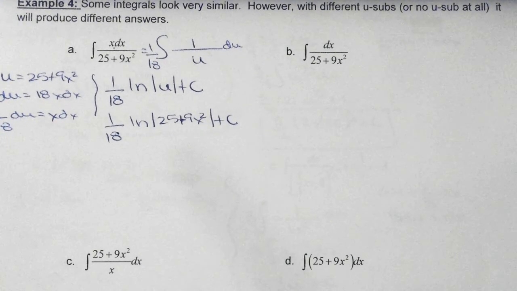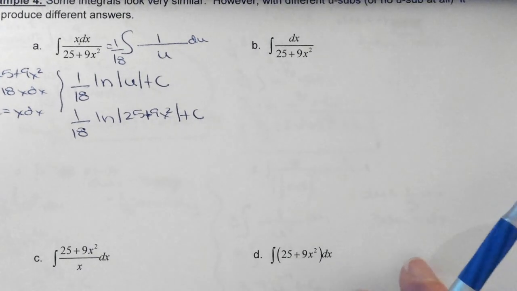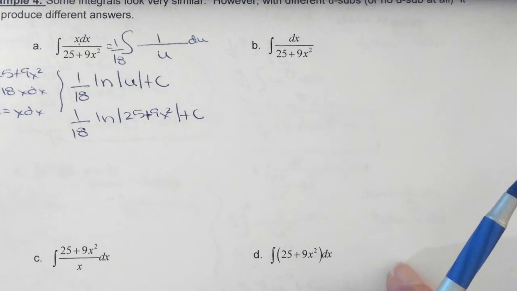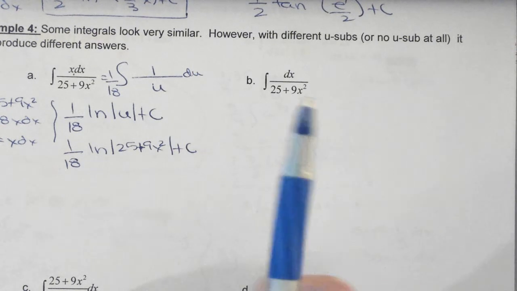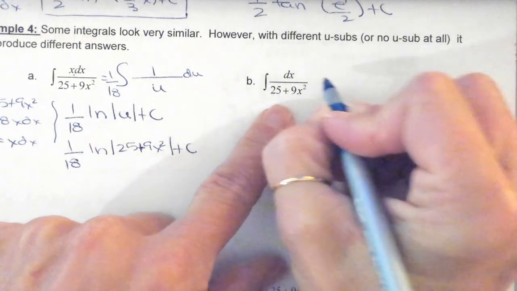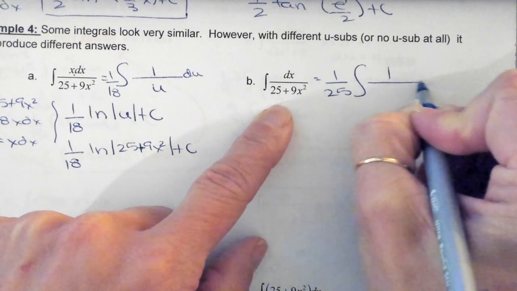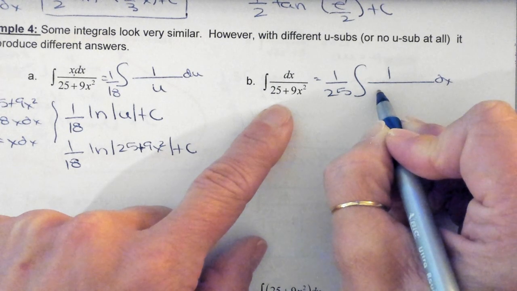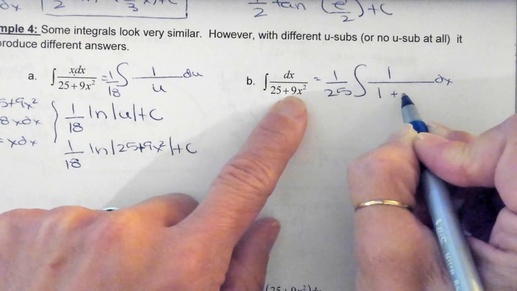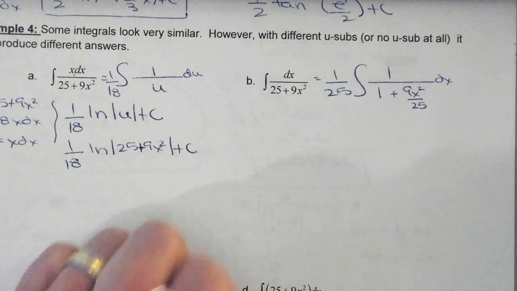But in order for this to be an inverse tangent, because there's no radical, I need that 25 to be a 1. How do I make it a 1? Factor out a 25. Can I bring that 25 all the way to the outside? Okay. So this is 1 over 25 times the integral. 1 in the numerator, because I'm going to put the dx over here. So what's here? A 1 plus, what's here? 9x squared over 25.